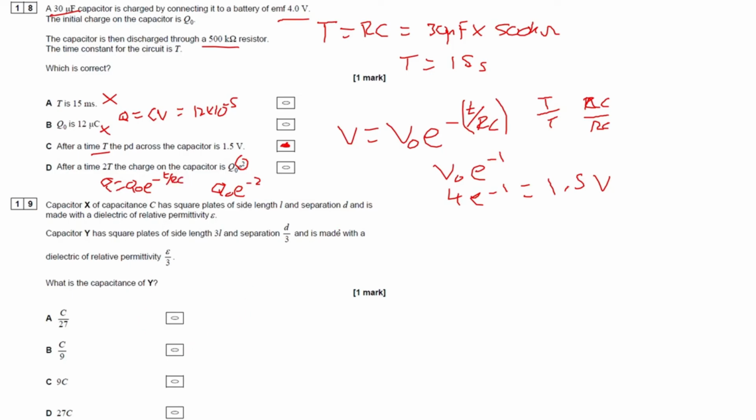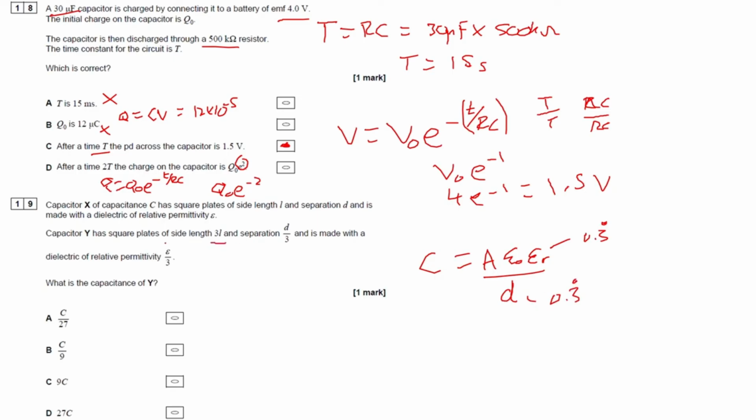For question 19, we have to look at the equation for the capacitance of any capacitor based on its dimensions. So that's C equals A epsilon naught epsilon R over D from the formula sheet. And they told us in this question that the relative permittivity is a third, so that's 0.3 recurring. The separation is also a third, so that's 0.3 recurring again.